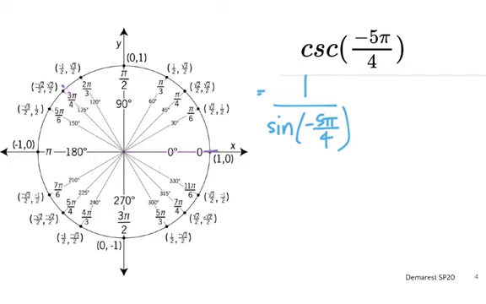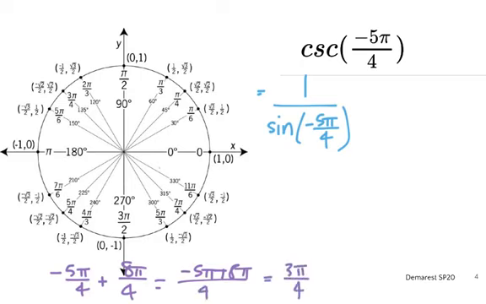The other way I can do it is, again, finding that coterminal angle. So I can do negative 5 pi over 4 plus 2 pi. But again, we need a common denominator, so I'm going to rewrite 2 pi as 8 pi over 4, right? Negative 5 pi plus 8 pi, over 4 is going to be 3 pi over 4. Okay, so regardless of whichever way you figure it out, you should have figured out that this is the same now as 1 over sine of 3 pi over 4.